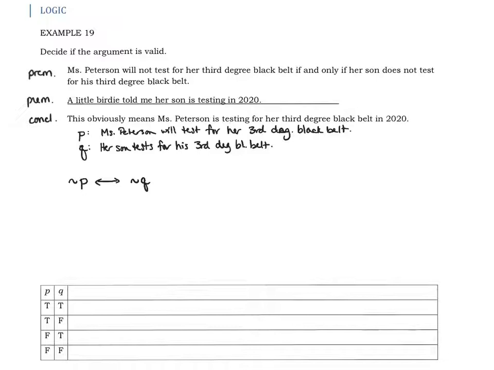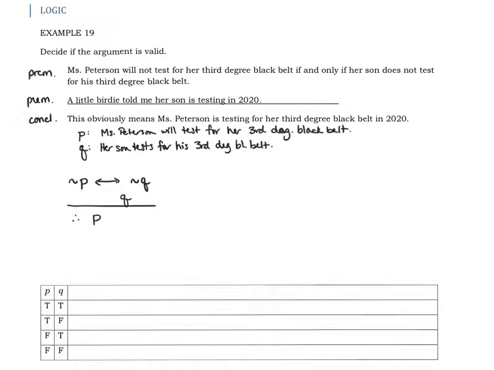A little birdie told me her son is testing in 2020. So again, it has nothing to do with the little birdie, right? What are we saying here? Her son is testing in 2020. So that would be Q. And the conclusion would be, therefore, Ms. Peterson is testing for her 3rd degree black belt in 2020, which is statement P.